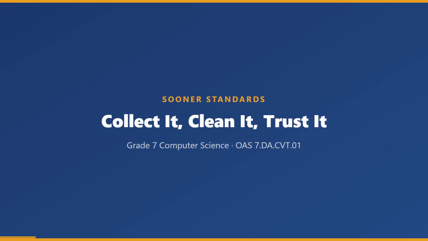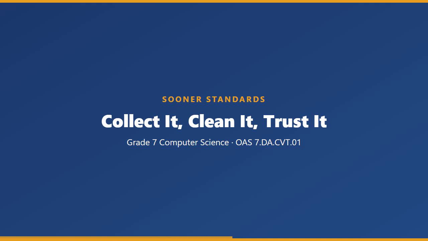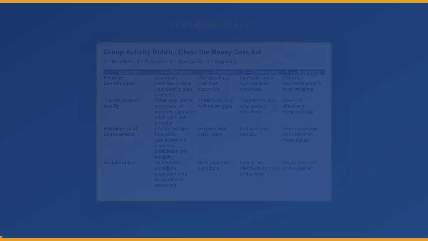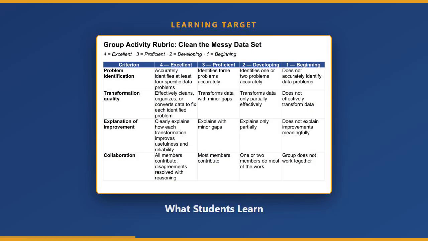Students who understand standards when collecting and cleaning data with computational tools: complete the grade 7 computer science unit for Oklahoma Standard 7.DA.CVT.01. Students learn to collect data using computational tools and transform the data to make it more useful and reliable.